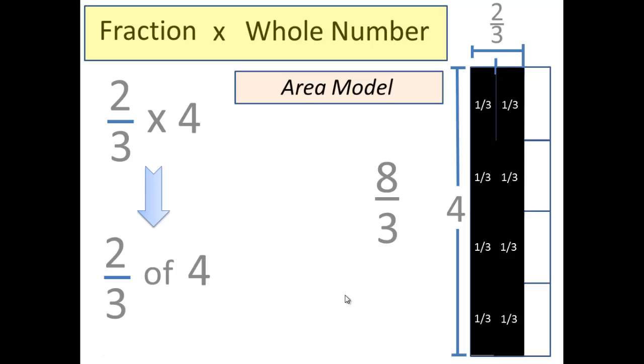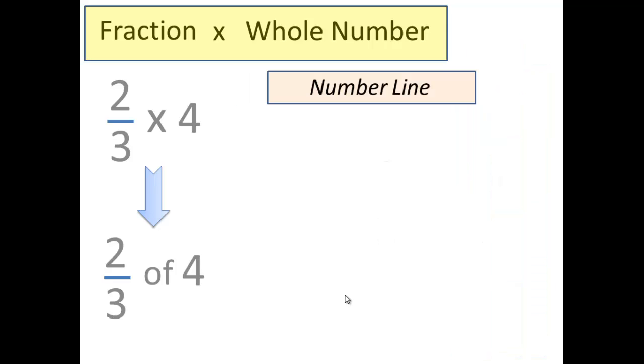Now, yesterday, we talked about doing it not just with the area model, but on a number line, and this was super tricky. So let me show you a number line right now. All right, 0. If I'm trying to find 2/3 of 4, what number should I put on the other side of the number line? Go ahead, call it out.